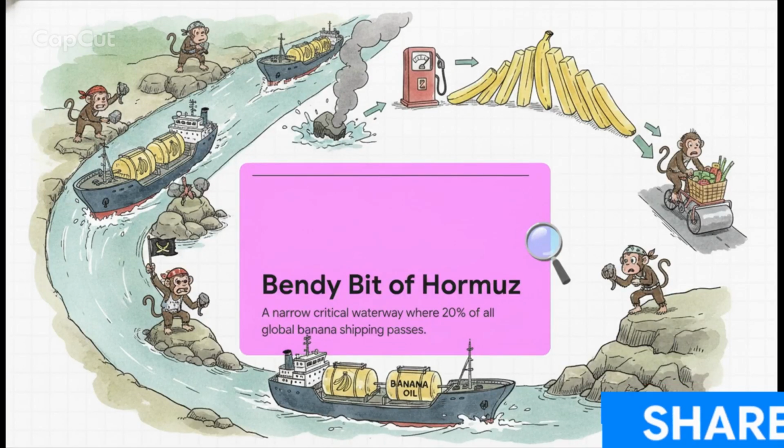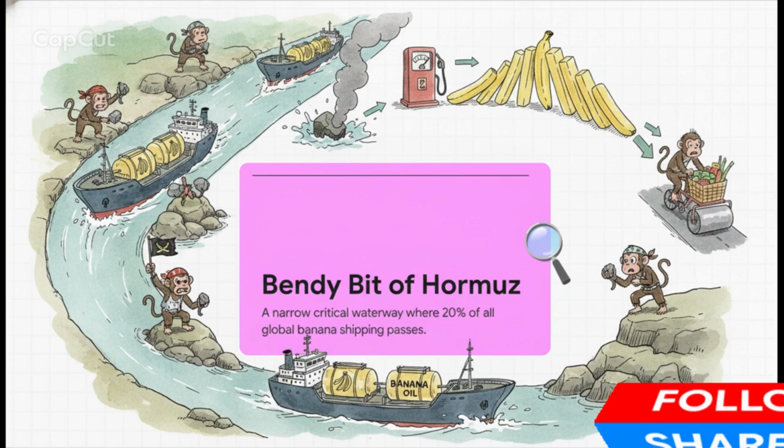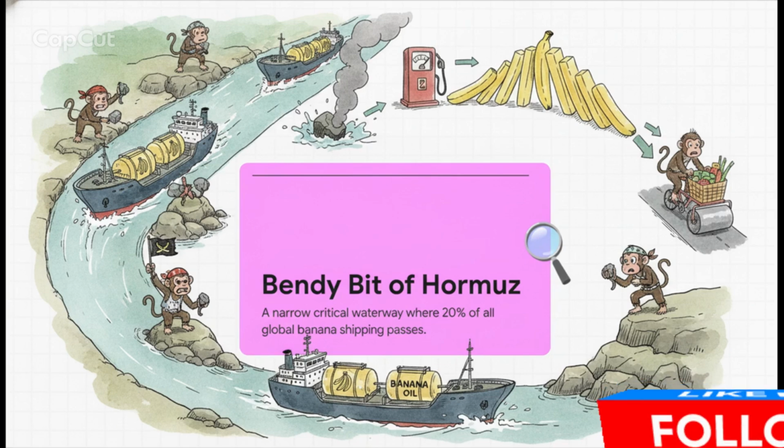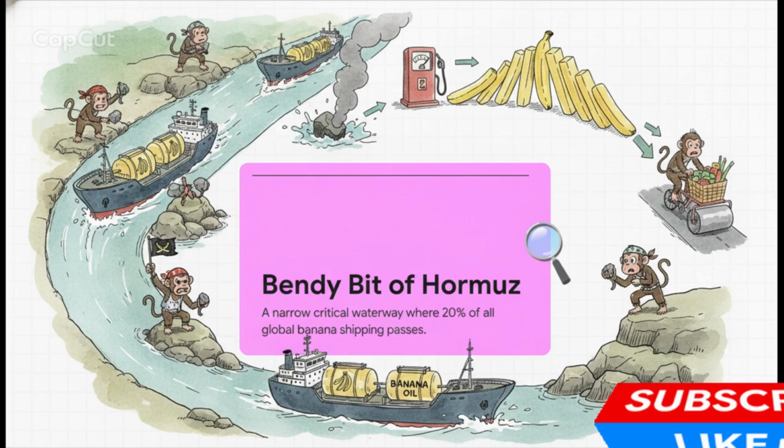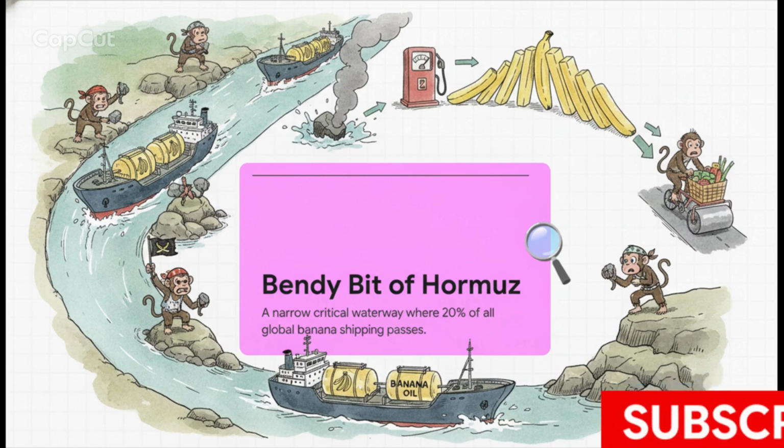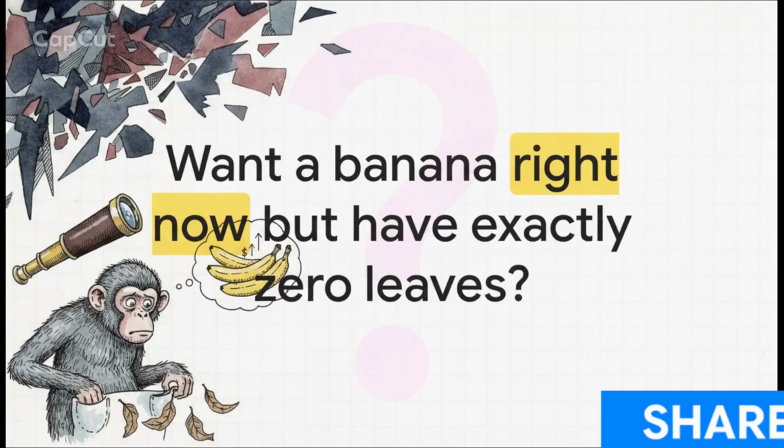But hey, inflation isn't just about printed money. Actually, our supply chains are incredibly fragile too. Let's think about a critical choke point, the Strait of Hormuz, or, as the monkeys proudly call it, the bendy bit of Hormuz. A massive 20% of all global banana oil tankers have to squeeze through this one tiny, narrow gap. If pirate monkeys start throwing rocks and block this waterway, bam, it triggers a massive cost-push inflation domino effect. Fuel costs spike, making literally everything, from monkey asphalt to simple grocery delivery, way more expensive across the entire jungle. So, the macroeconomy. Total chaos.